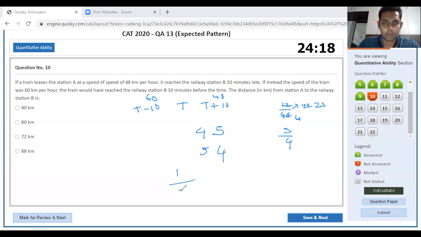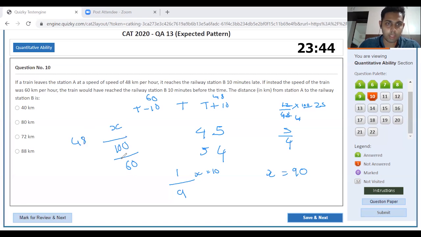By 5 plus 4 is 9, of the total time is causing a difference of 10 minutes between the originals. So x is equal to 90 minutes. Now it is 100 minutes in terms of 48. So 100 minutes by 60 is hours, right? So distance upon time is equal to 48, or it is 4800 divided by 60.